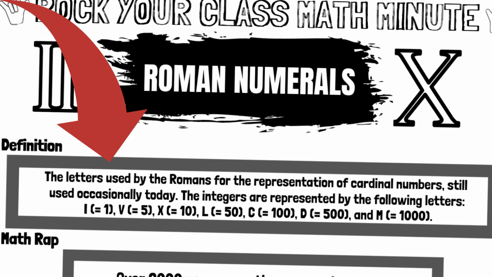The integers are represented by the following letters: I equals 1, V equals 5, X equals 10, L equals 50, C equals 100, D equals 500, and M equals 1000.